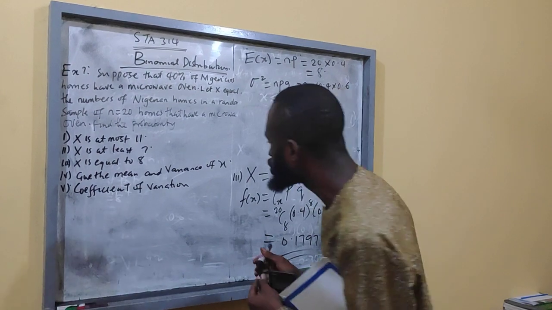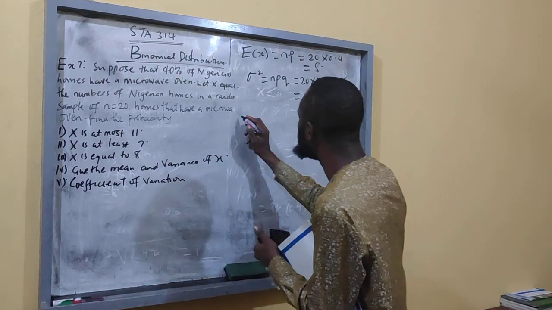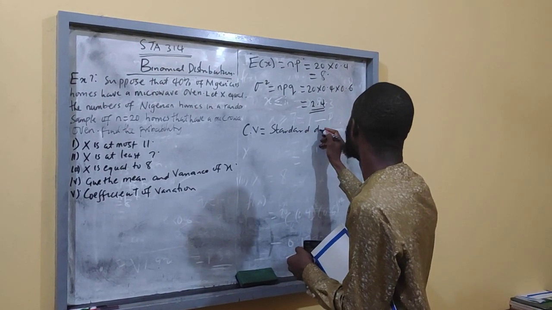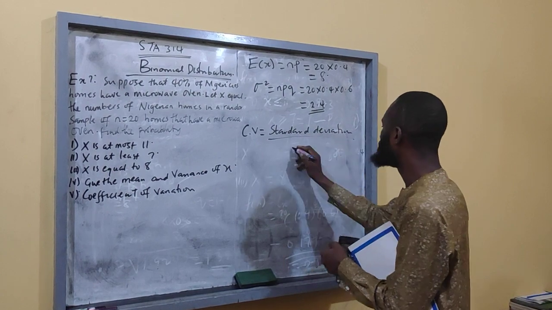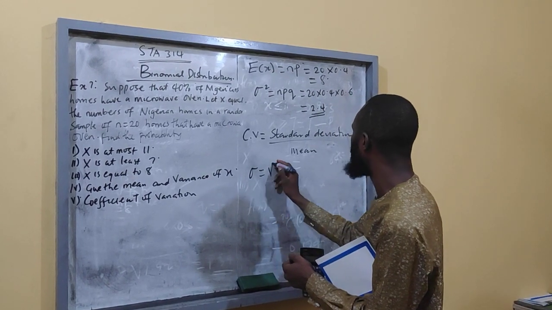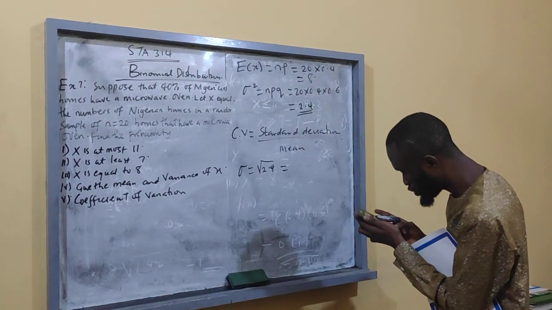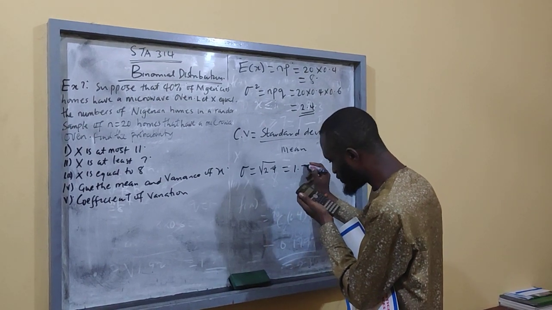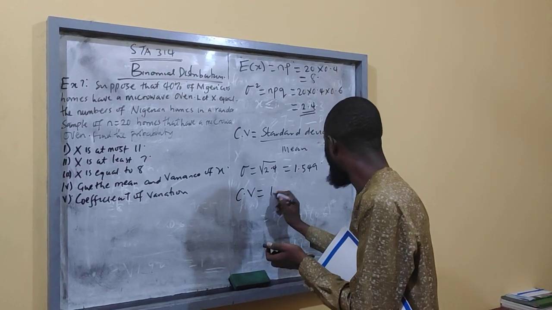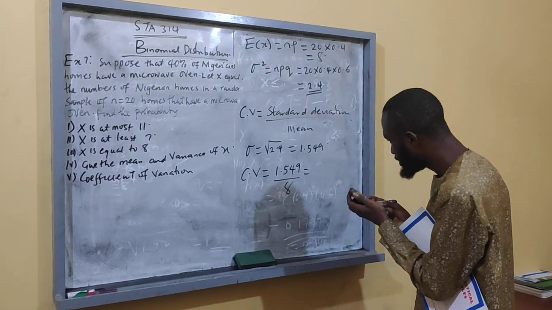That is that. While the last one, coefficient of variation, which is denoted as CV, is defined as standard deviation divided by mean, and we can get standard deviation from here. Standard deviation is the square root of variance, which is the square root of 2.4, and that will give me 1.549, and our expectation is 8. It means CV will just be 1.549 divided by 8.